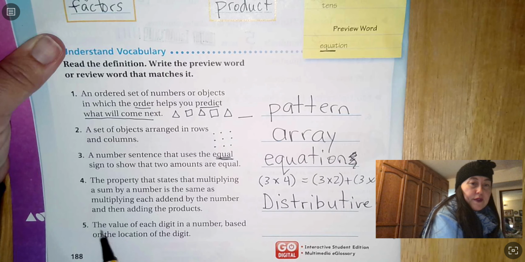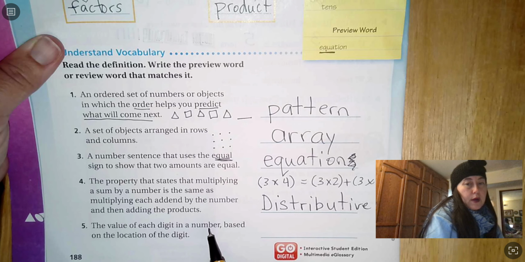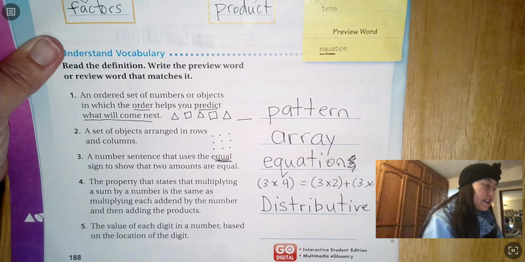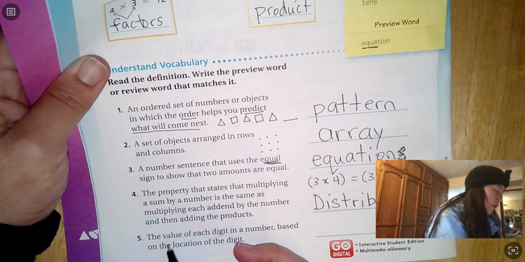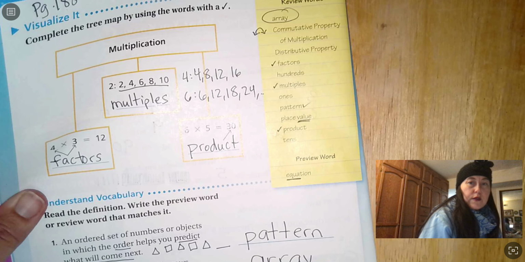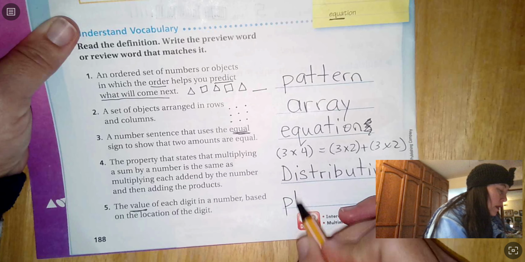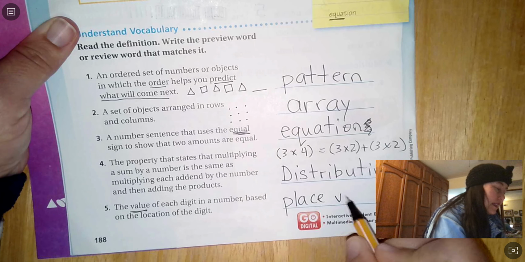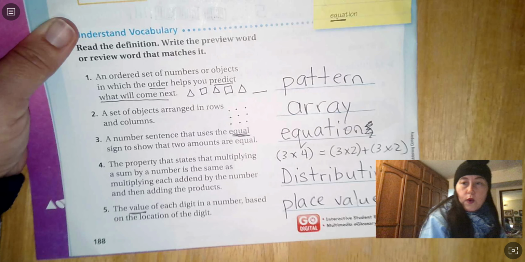Now, number 5, the value of each digit in a number based on the location of the digit. The value, that word value, is in our definition. It's actually in our word, the place value. So is it the hundreds? Is it the tens? Is it the ones?